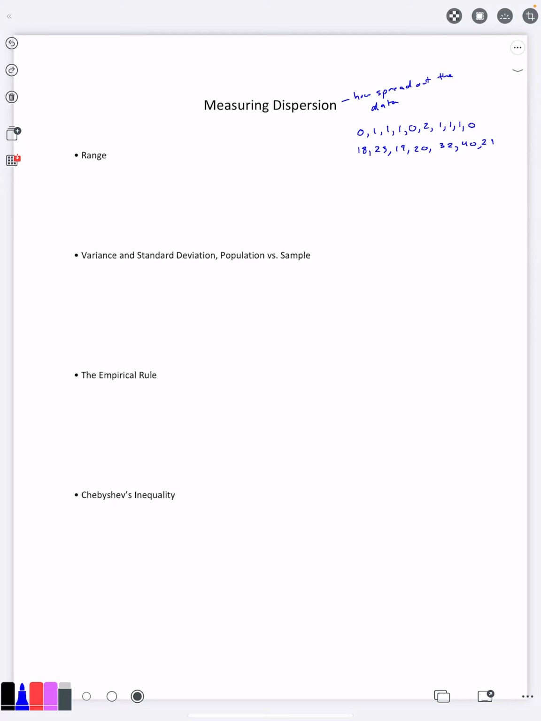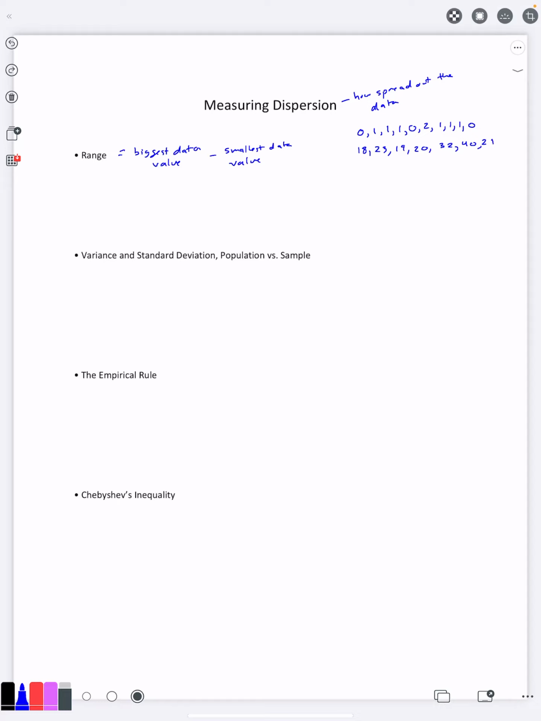There are going to be two main ways we're going to do that. One is really easy to calculate, but unfortunately not all that useful. And another one is much more difficult to calculate, but is actually going to be the one we're going to use from here on out. So the first one's called range. To find the range, it's literally just the biggest data value minus the smallest data value. Okay, that's all you have to do for the range.